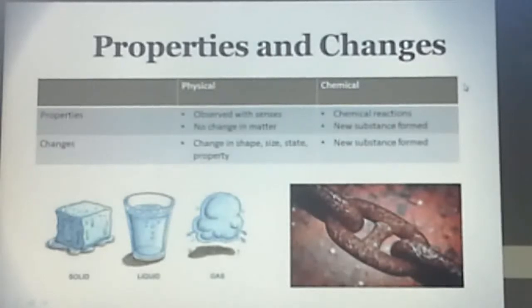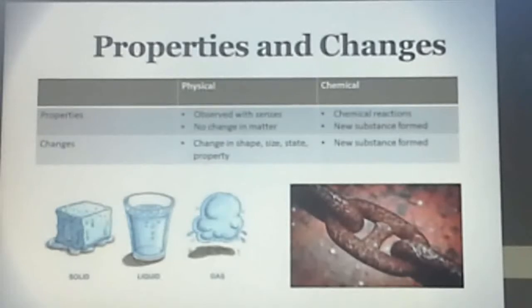Properties and changes. There are two types of properties and changes. Physical properties or chemical properties, as well as physical changes and chemical changes. Physical properties are the ones that are observed with the senses and where there's no change in matter. And chemical properties are the ones where chemical reactions appear and new substances are formed.